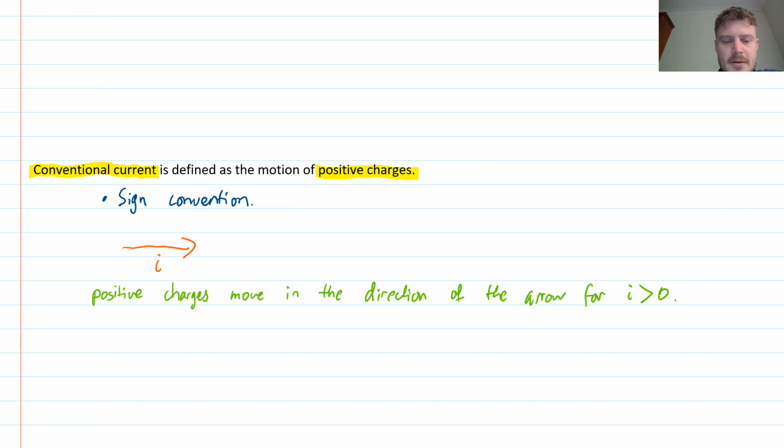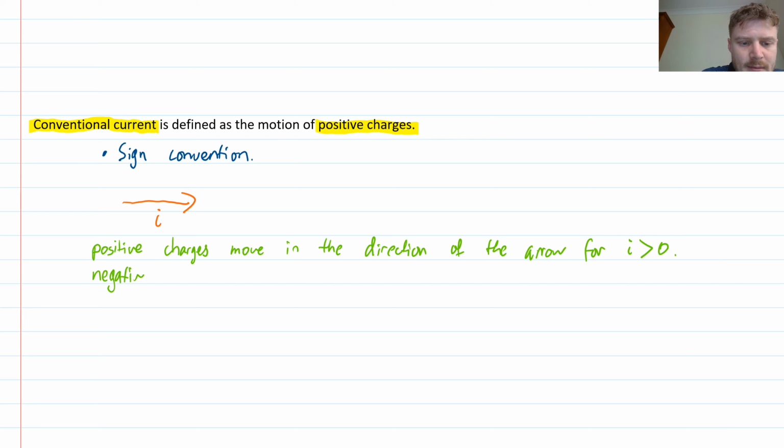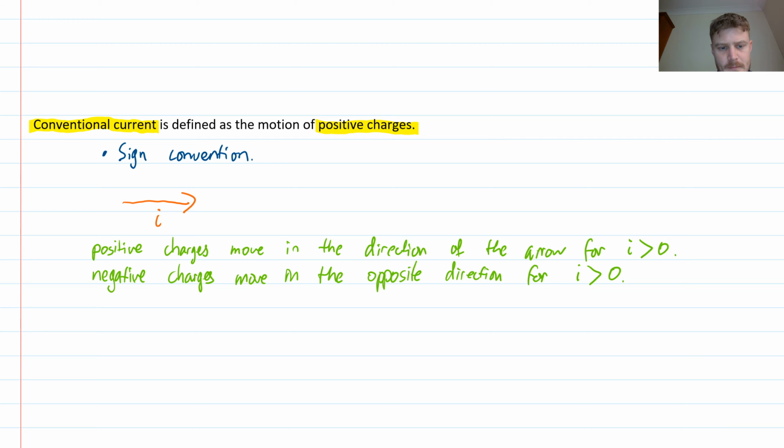So positive charges move in the direction of the arrow if our current is considered to be positive, which is the same thing as saying that negative charges move in the opposite direction for positive values of I. So it actually doesn't matter from the perspective of analyzing your circuits. It doesn't matter whether the carriers are electrons or some positive species, but it's just important to recognize, if you're thinking about the fundamental physics of what's going on inside of that metal wire, that the motion of the electrons is actually in the opposite direction to the way that we draw the current. Again, it doesn't really matter, it's just a sign convention.